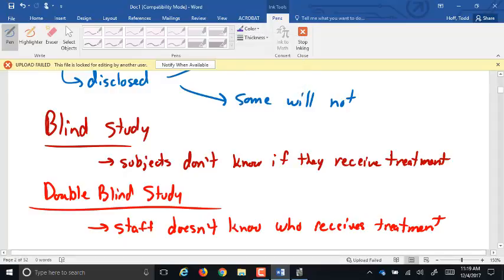Can you think of any reason why that would be important? That person might not even know whether they're giving a treatment to the people in the sample.